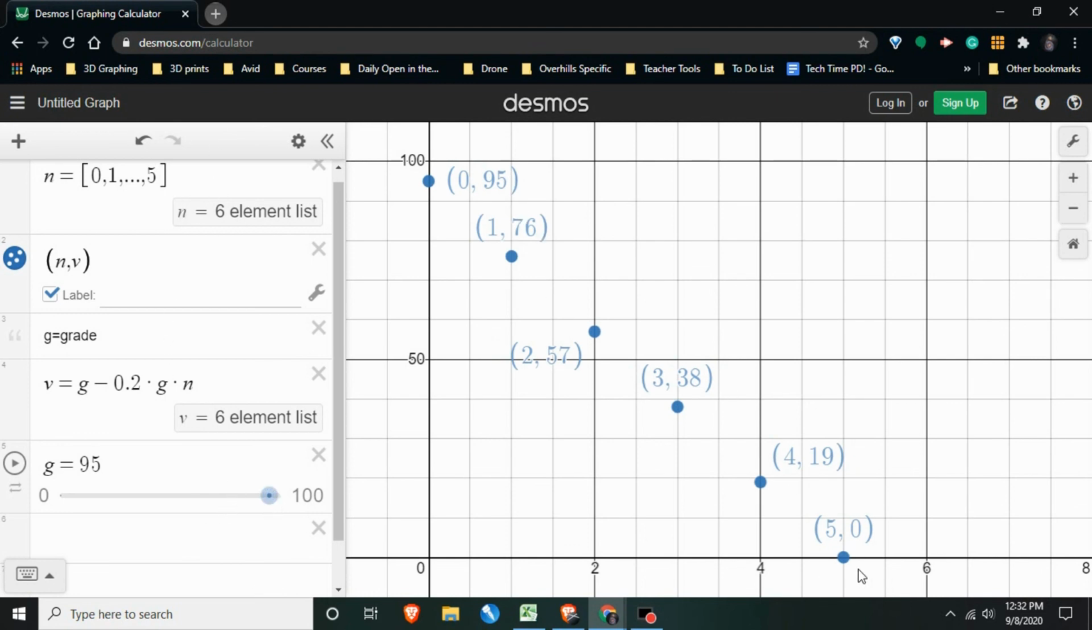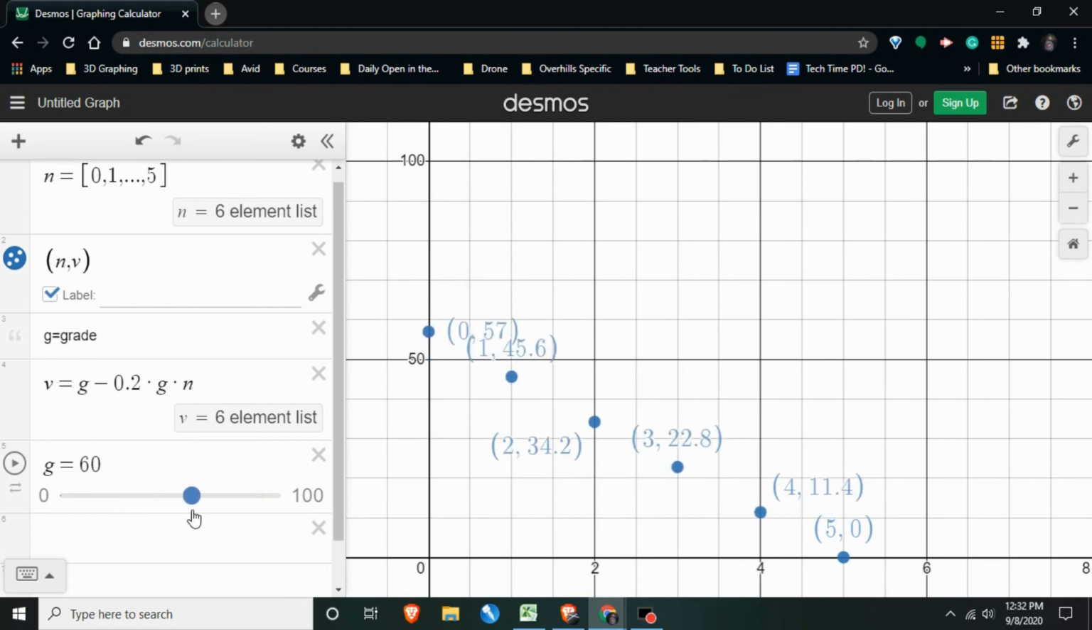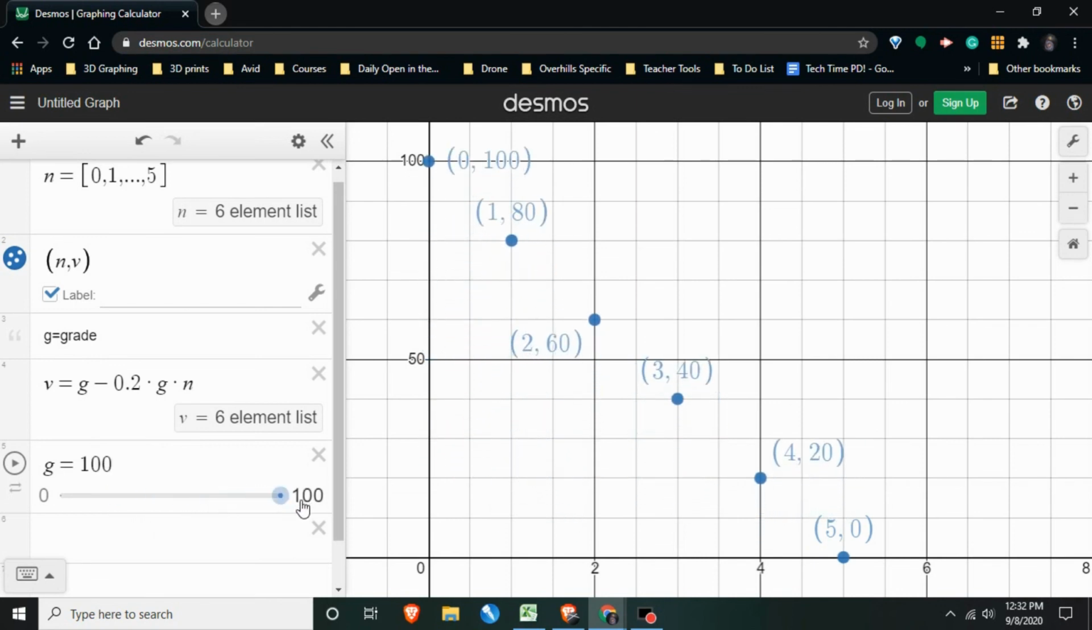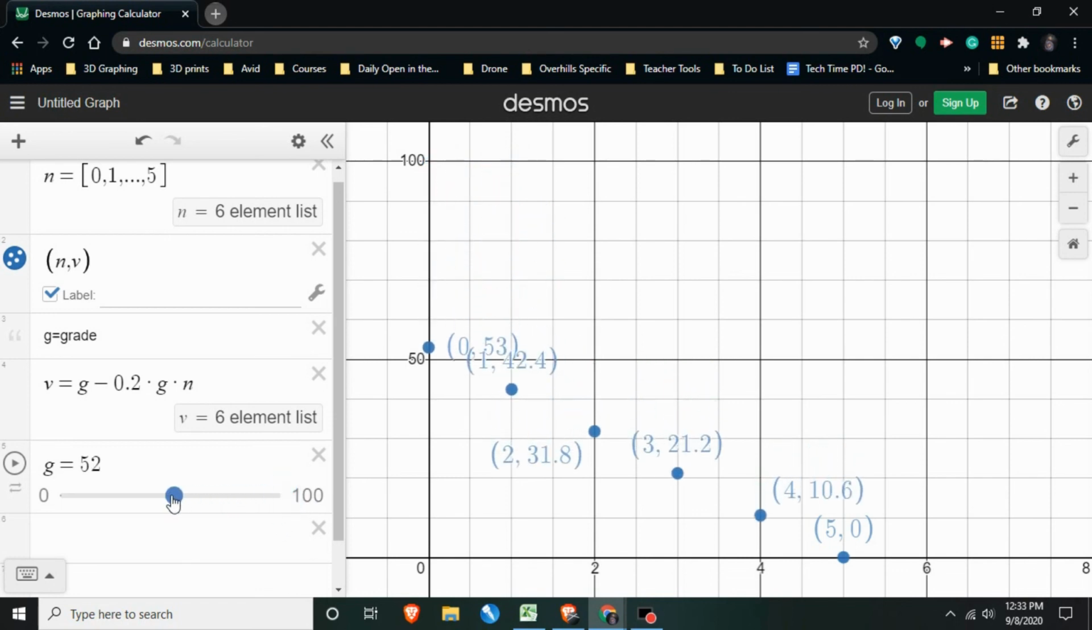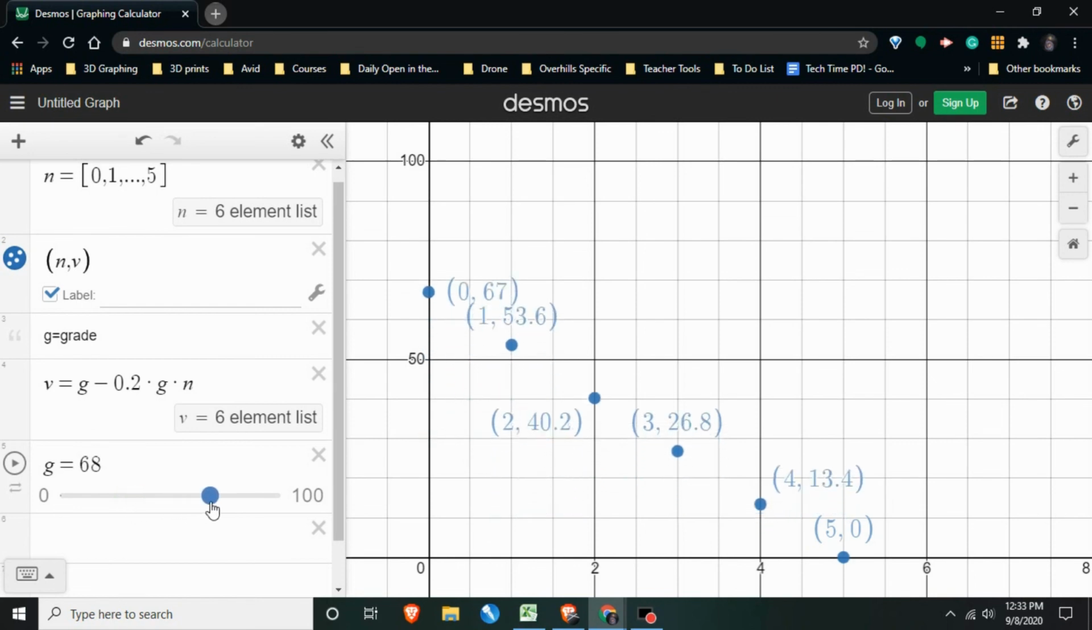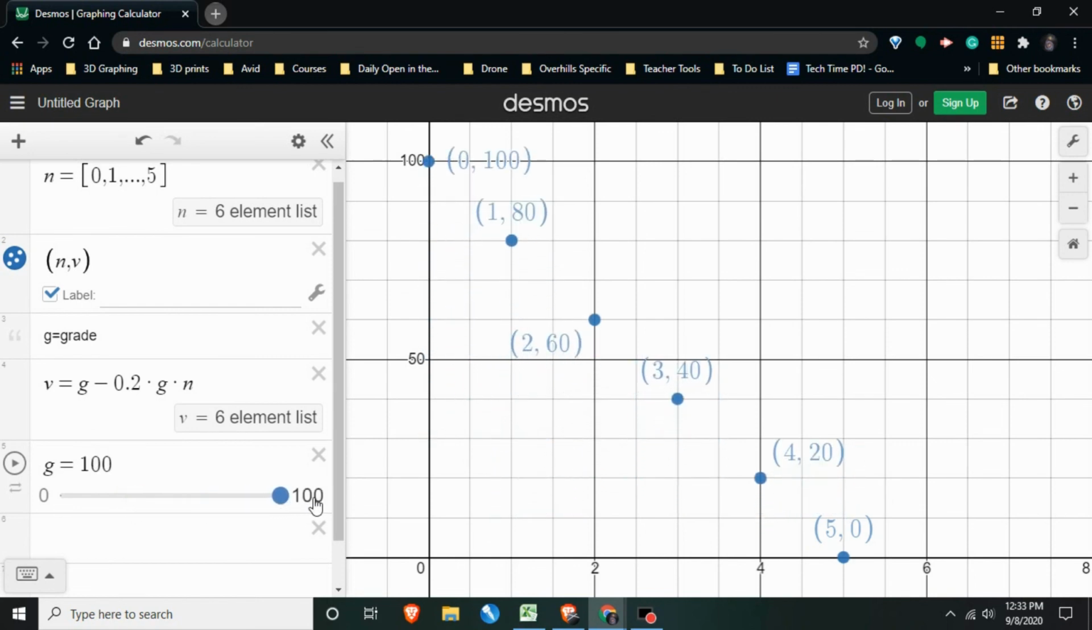But notice this never changes. It doesn't matter what my grade is, how high I start or how low I start. If it's 5 or more days late, your grade is always going to be a 0.